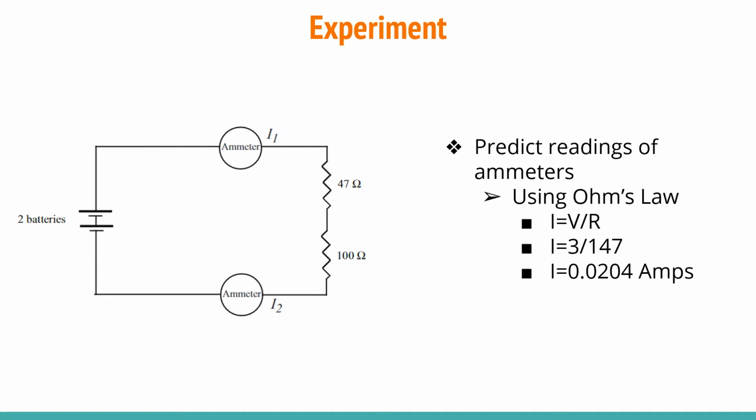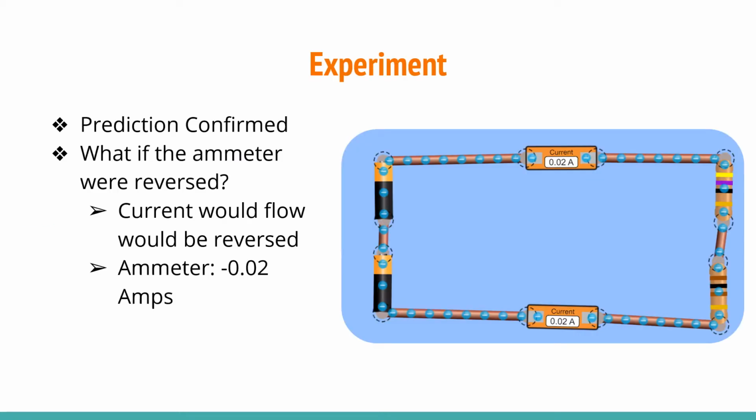To begin this experiment, I recreated the series circuit in the given diagram in CCK. We are asked to predict the readings of the two ammeters. Using Ohm's law, I calculated that the current would be equal to voltage divided by resistance. Ohm's law indicates that the ammeter would read 0.0204 amps. Upon recreating the circuit, I confirmed my prediction. However, the ammeter was slightly less precise than the predicted value. Both ammeters read 0.02 amps.